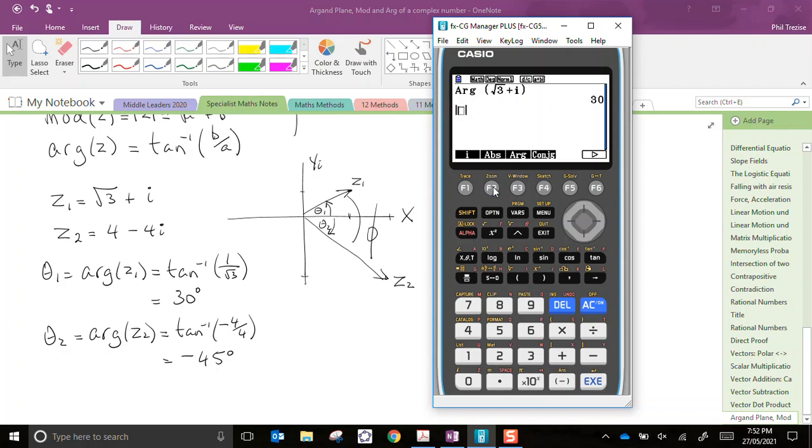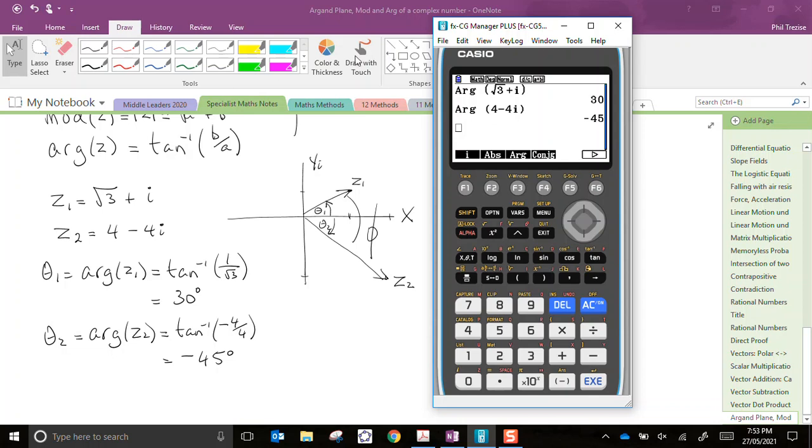Now I'll do the argument. Oh, I'm sorry, it says absolute. That's the calculator's shorthand for modulus. I meant to press argument then. And this time we'll go for 4 subtract 4i. And we get negative 45 degrees, just like we thought. So the calculator can assist you to do these, even if you're not quite sure of what the inverse tan of this is or the inverse tan of this is. You can just go straight for the argument function, but you could also just go inverse tan, couldn't you?